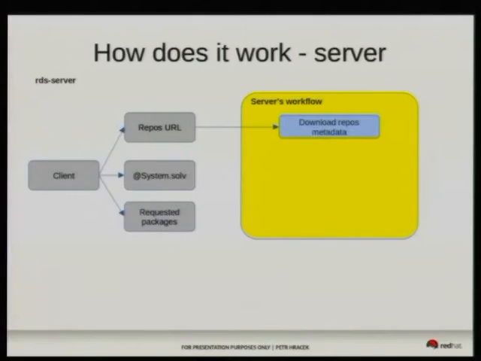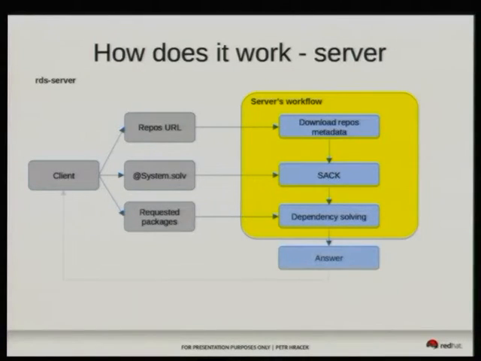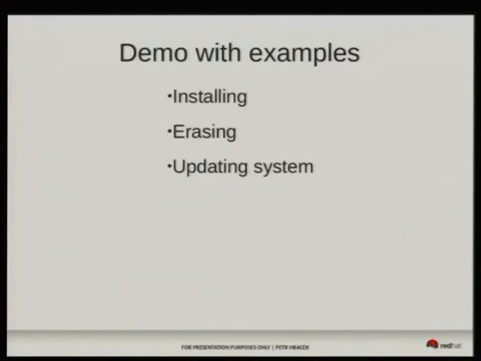So the server uses the librepo library to download the metadata about the repositories. Then it creates a sack object, which is basically, again, a huge collection of packages. We fill the object with all the packages that are available in the repositories and all the packages that are available on the client. And with the information about the requested packages, we solve the dependencies. The result is some answer that is sent to the client. So now we would like to show you a short demo.